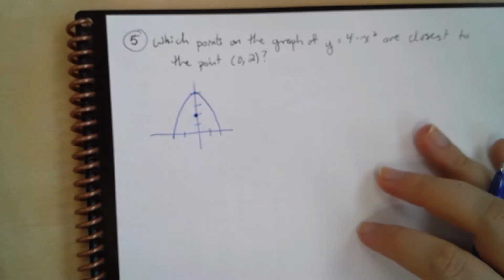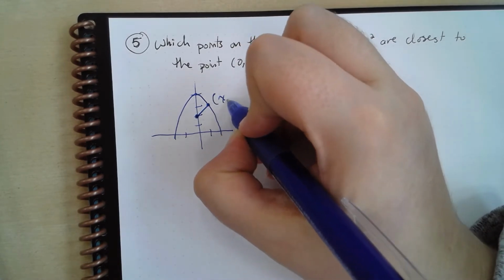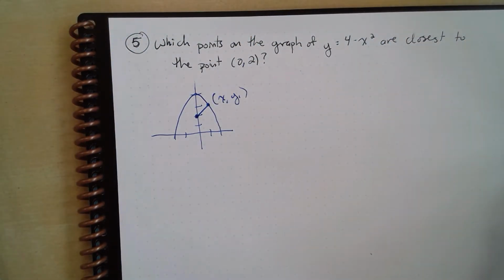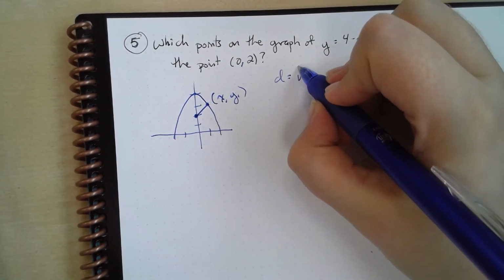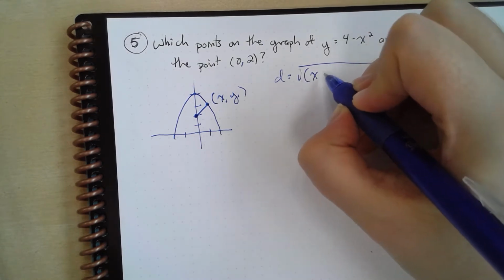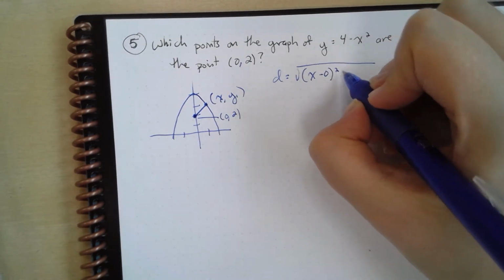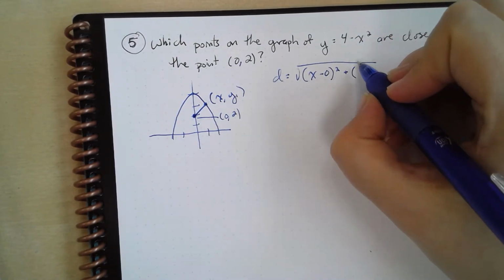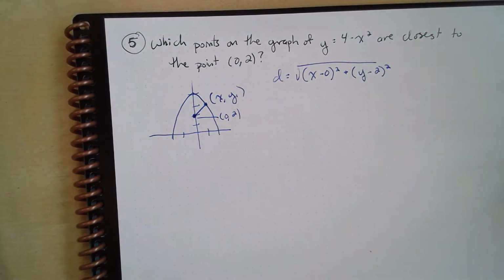So we're going to first use the distance formula, but we're going to use the distance formula from here to here. What is this point? Well, this point we're going to call x sub 1, y sub 1, okay? So the distance formula is, our distance is going to be equal to the square root of x minus, now remember that this point here is 0, 2. So x minus 0 squared plus y minus 2 squared. All right?